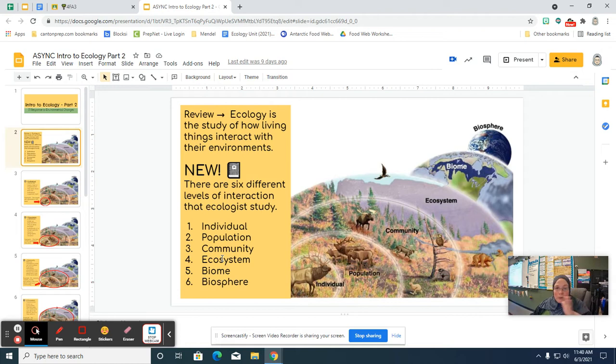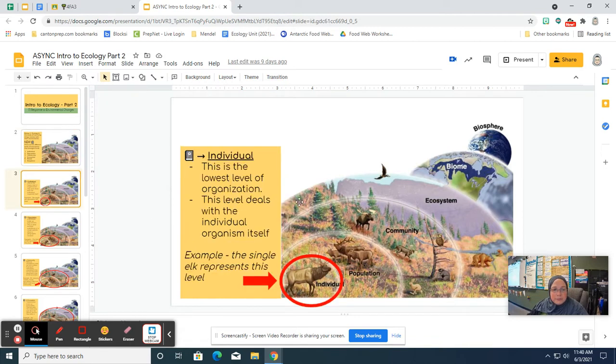All right, so again, remember when we're talking about ecology, we're talking about the study of how living things interact with their environments. And so when we talk about ecology, we can start with the most basic level, the individual, all the way up through the biosphere. So let's take a minute and go through each one of those levels.